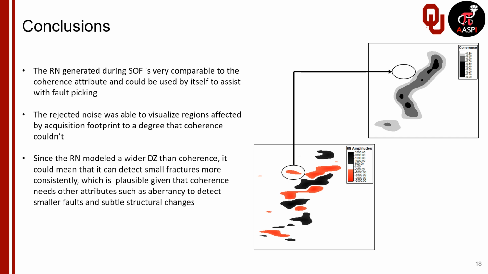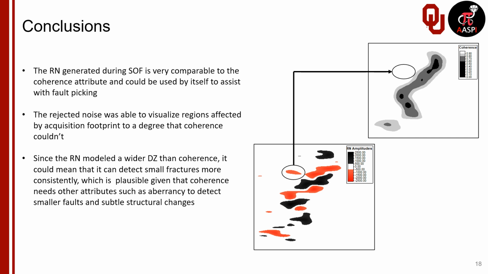The rejected noise was also able to visualize regions affected by acquisition footprint to a degree that coherence just couldn't. And since, again, the rejected noise modeled wider damage zones than coherence, it could point to the fact that it might be able to identify fractured networks more reliably than the coherence can.